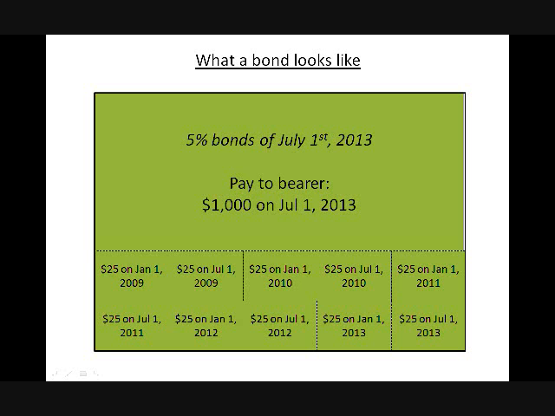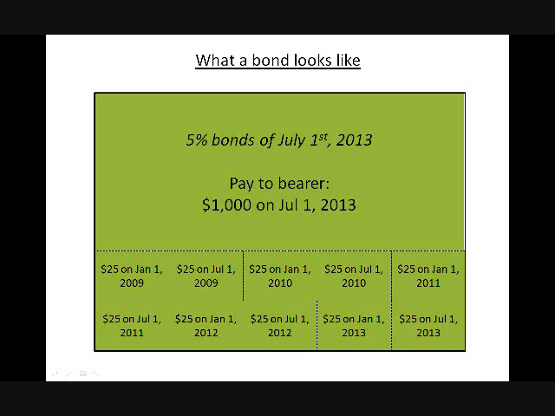So here's what a bond might look like. Basically, you can see there's a section for each separate cash flow. The biggest cash flow occurs at maturity, which is the $1,000 face amount paid on July 1st, 2013. So this bond has a maturity of July 1st, 2013, a face amount of $1,000, and a 5% coupon. And each of these smaller sections here are the $25 coupons that are paid every 6 months.